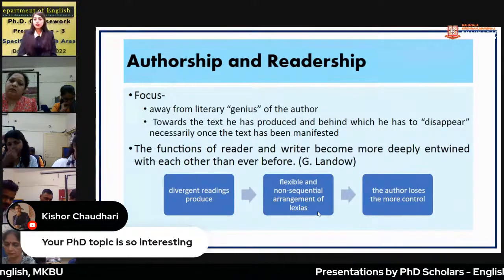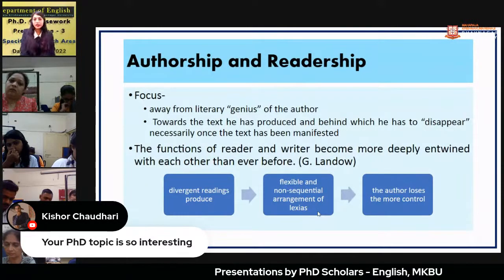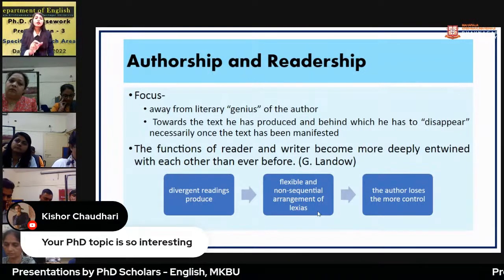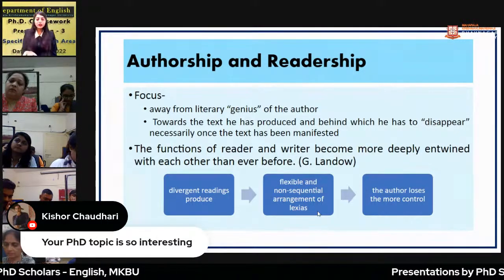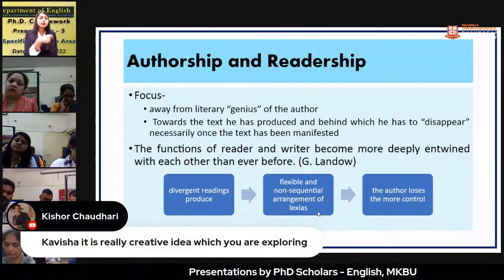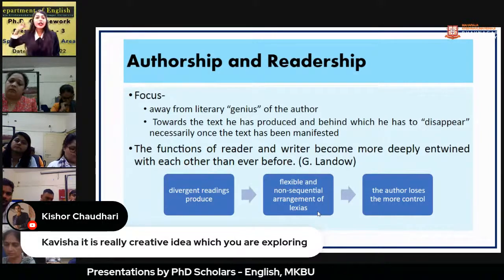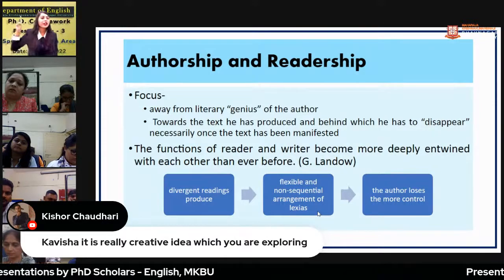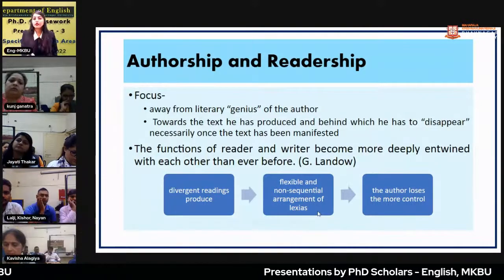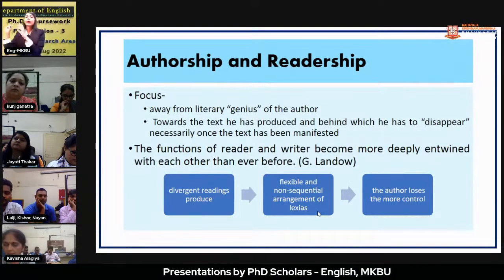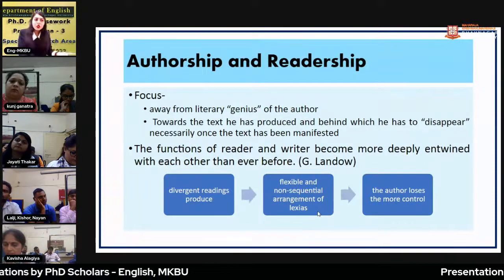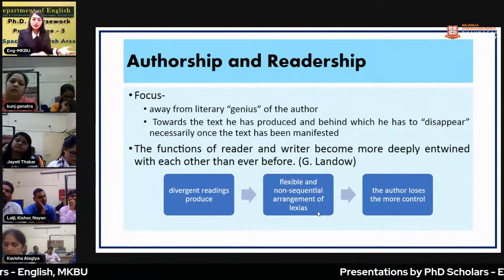Now coming to the authorship and readership discussion, which we had earlier in the previous presentation. So there is this focus on the production of the text. Now the genius of the author, the creativity of the author, actually dies when we are reading hypertext, because in hypertext we ourselves are the writers of the text. Already the author had put this hypertext on a particular platform, given us choices, then we are making the choices and we are reading and interpreting from our side.